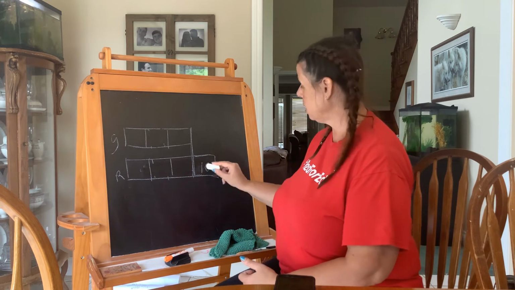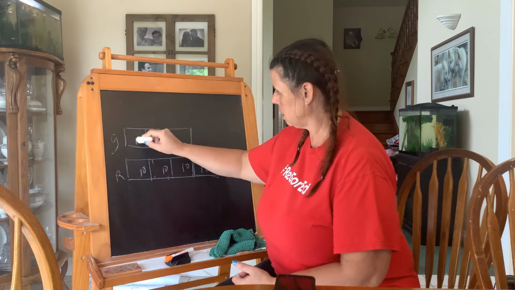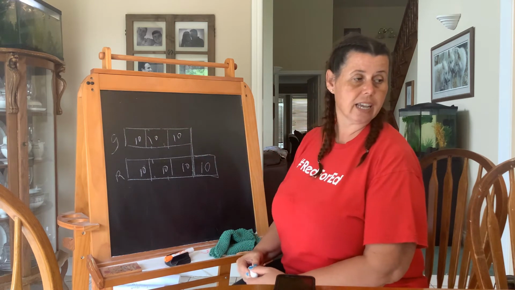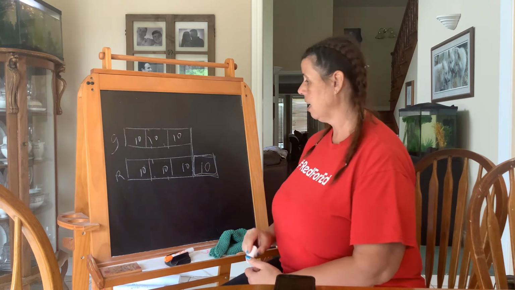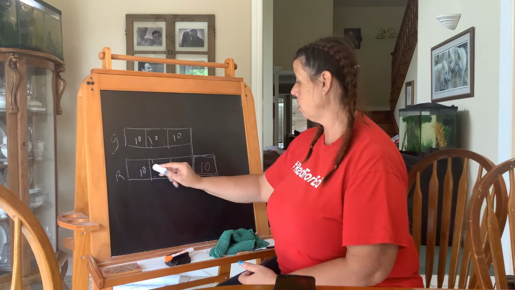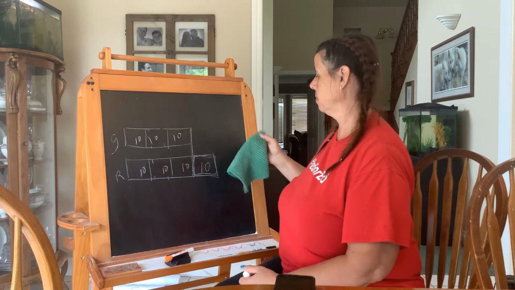So if this piece is worth 10, so is this piece, and this piece, and this piece, and this piece, and this piece, and this piece. So it asks how much is each unit worth? Each unit is worth 10. How many beads are there all together? 10, 20, 30, 40, 50, 60, 70. 70 beads all together. Okay?